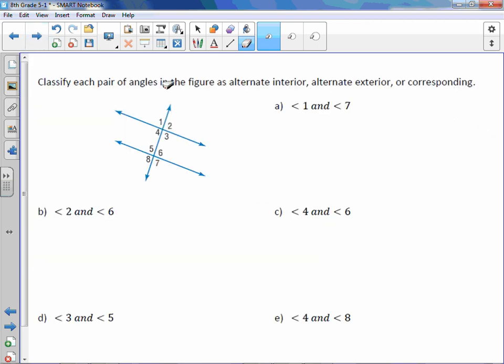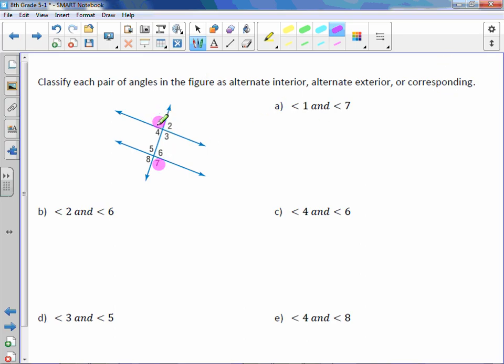Okay, let's do some examples here to help us get a better understanding. All right, classify each pair of angles in the figure as alternate interior, alternate exterior, or corresponding. So angle 1 and angle 7.